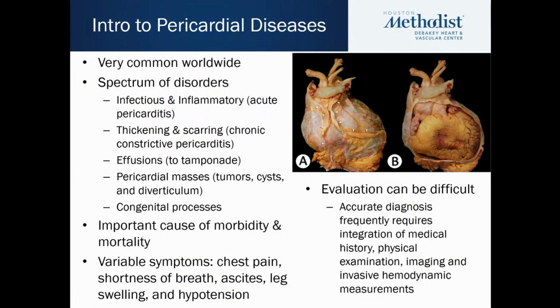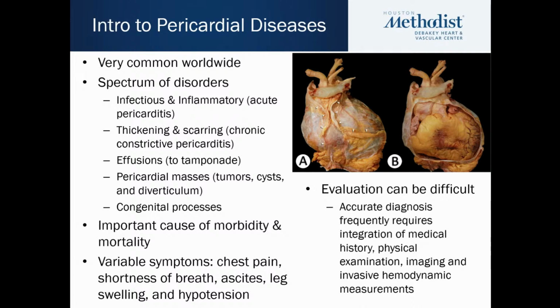Pericardial disease is very common. There is a spectrum of disorders, everything from infectious to inflammatory, where you go from acute pericarditis to this chronic thickened and scarred state, which would be your chronic constrictive pericarditis. You can have effusions, pericardial masses, and of course congenital processes. I'll be discussing mostly the acute and the chronic pericarditis, and the reason is solely because of time. Otherwise, I could have a lot to say about this.